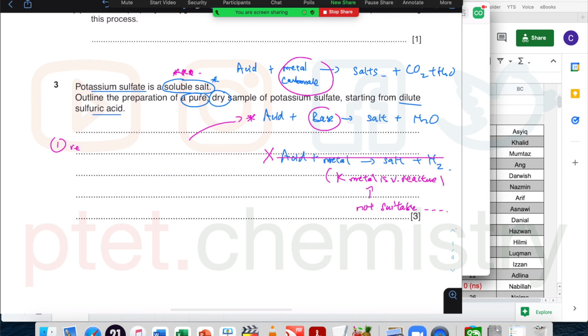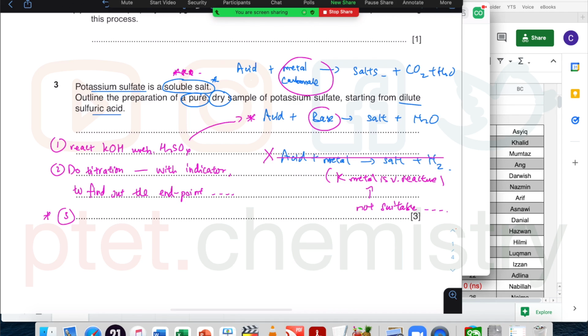So I react KOH, potassium hydroxide, K plus and OH minus, with sulfuric acid. So this is your titration. But then we need to do titration. When you do titration, you have to use an indicator such as methyl orange. Methyl orange is going to be red in acid. It's going to be yellow in base. It's going to be orange at the midpoint, with the indicator to find out the endpoint. You got to know at what volume it will neutralize exactly.